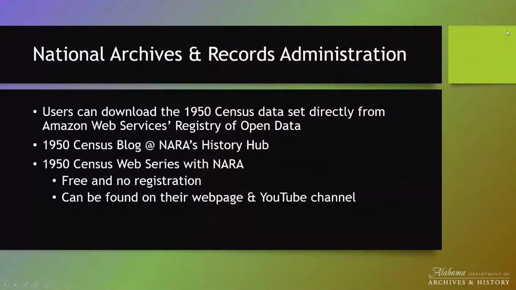Okay, so they're going to actually have the 1950 census available for download through Amazon's Web Services Registry of Open Data. And that's where you can go. They should have a link on their website, and you can go there and download it there.